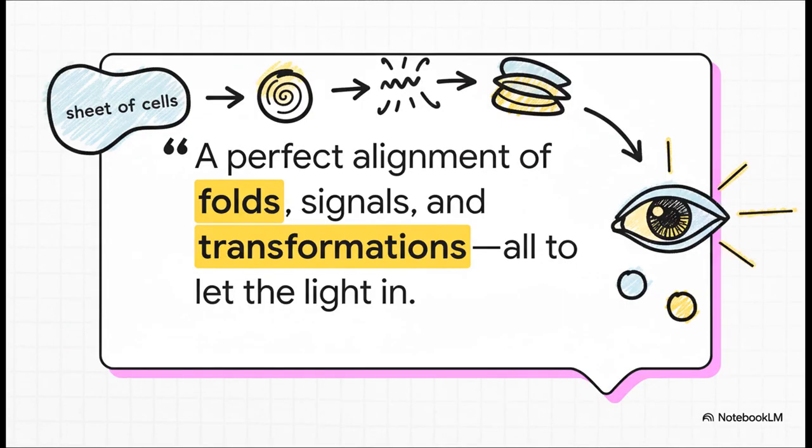So, when you step back and look at the whole process, it's just incredible. To go from a simple, flat layer of cells to this unbelievably complex, light-sensing organ, it all happens through this perfect ballet of folding, signaling, and transforming. It's an amazing story of biological engineering, and it's all designed for one beautifully simple purpose: to let the light in.